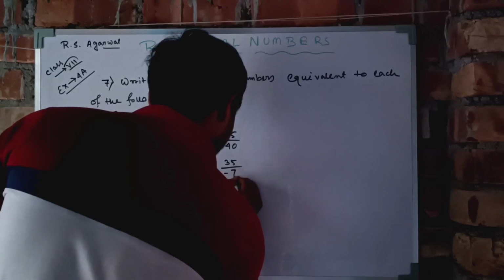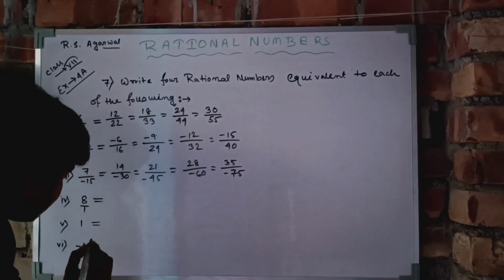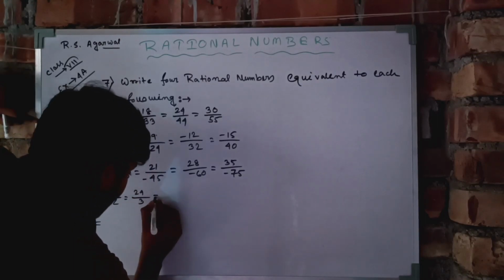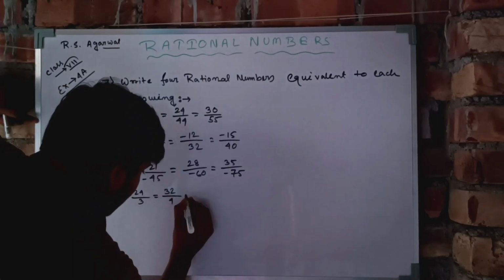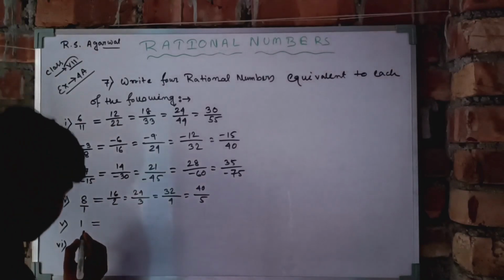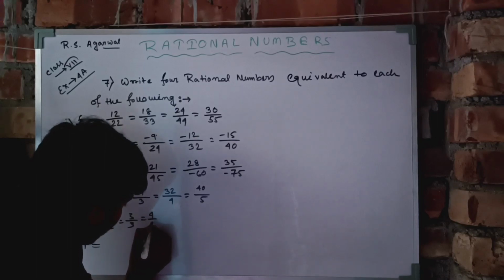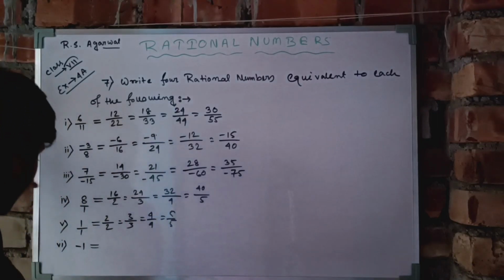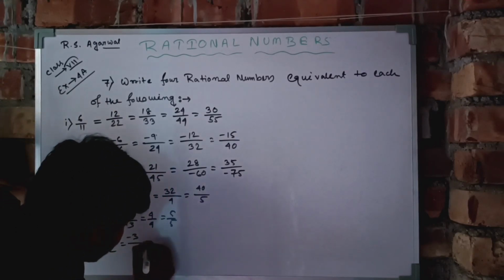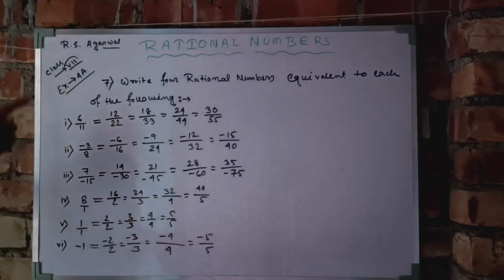8, we can express it as 8 by 1, that means 16 by 2, that means 24 by 3, that means 32 by 4, that means 40 by 5. 1, express it as 1 by 1, that means 2 by 2, 3 by 3, 4 by 4, 5 by 5, minus 1, minus 2 by 2, minus 3 by 3, minus 4 by 4, minus 5 by 5. This is our answer.